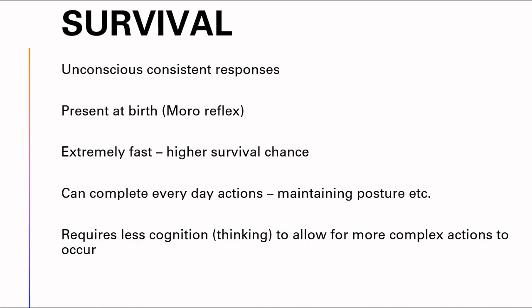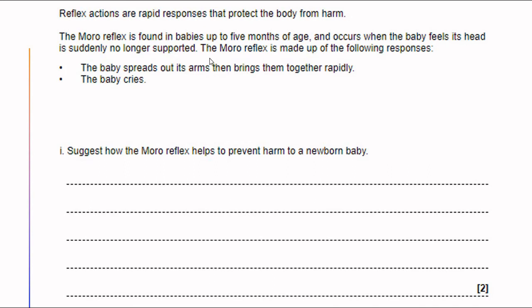Okay, so a couple of questions. There's not many. This was a question on I believe the unified paper, the final paper a couple of years ago. Reflex actions are rapid responses that protect the body from harm. The Moro reflex is found in babies up to 5 months of age and occurs when a baby feels its head is suddenly no longer supported. So, these are the responses. The baby spreads out his arms and then brings them together rapidly, key point, and the baby cries. Suggest how the Moro reflex prevents them from harm. Okay, pause the video, have a go.